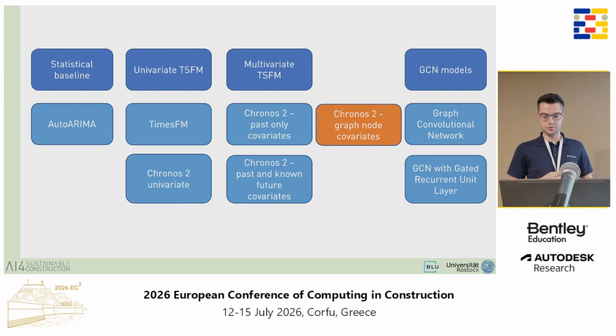We compare this to graph convolution networks, two kinds of. One with just two layers of graph convolution, and one where one layer is a gated recurrent unit trying to capture temporal patterns. And also we build these graphs and then put this into covariates of Chronos.